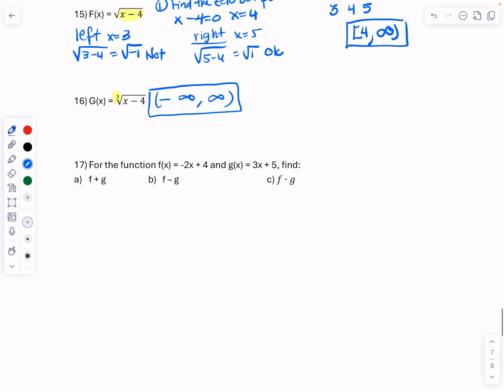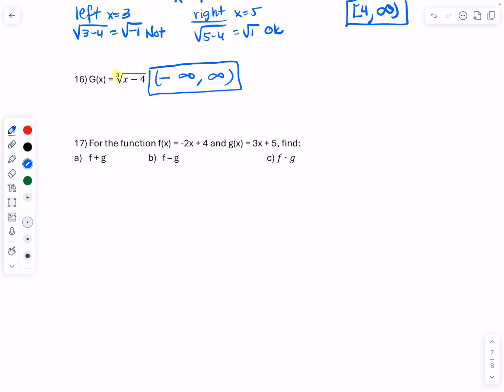All right, I'm going to go ahead and push forward to 17 here. For the function f of x equals negative 2x plus 4 and g of x equals 3x plus 5, find the following. So part A asks me to add the two functions together. So what that means is I have to add f of x plus g of x. And that looks like that.